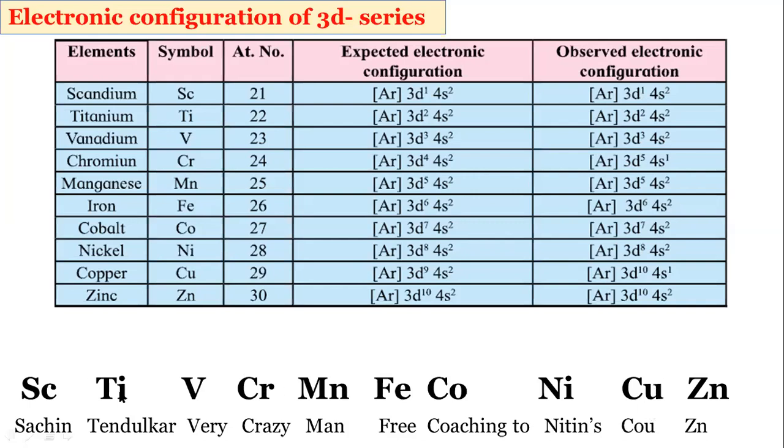First, I will explain. Scandium is 3d1, 3d2, 3d3, 3d4, 3d5, 3d6, 3d7, 3d8, 3d9, and 3d10. So 3d10 is completed in zinc. Now, how to remember this transition series?